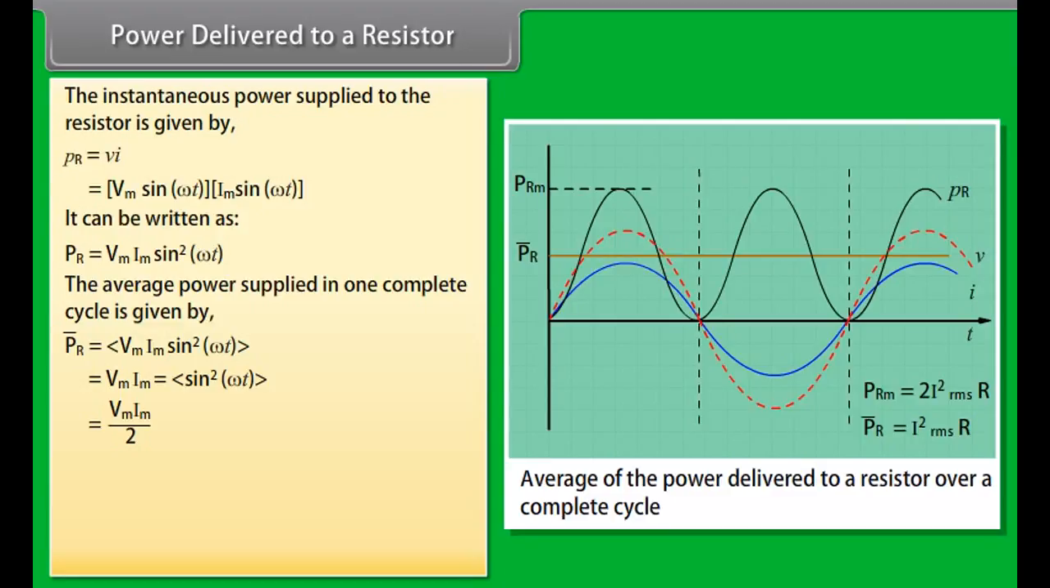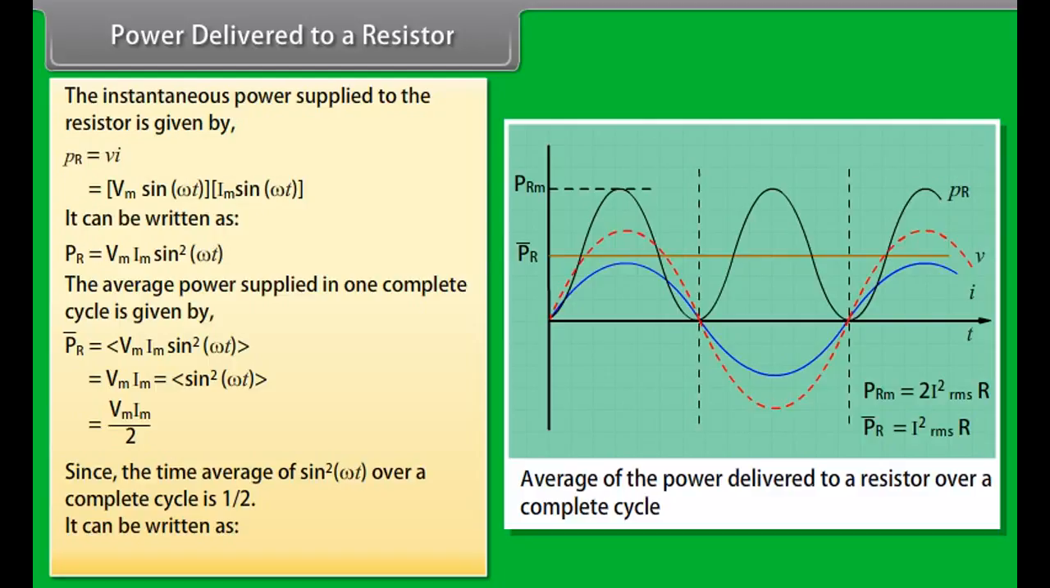Also, we know that ω = 2πν. On putting the values in the equation, we get ω = 314 radian per second.